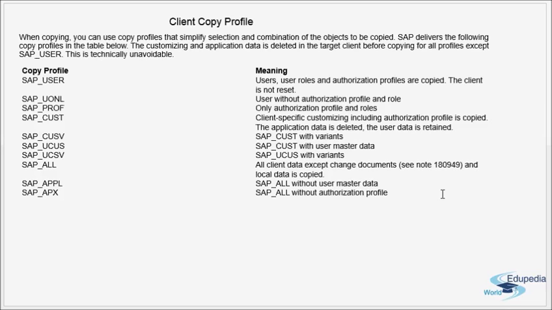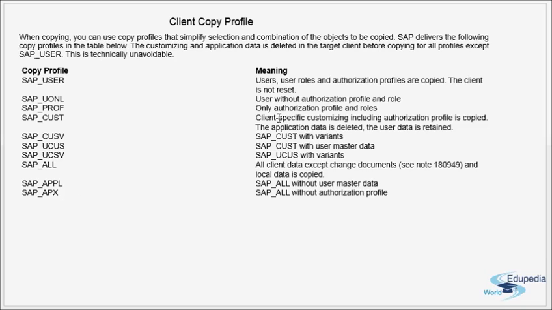Now SAP_APPL, SAP all without user master data. SAP_APX, SAP all without authorization profile. We have many other copy profiles also. I have not listed all of them here. These are the generally used ones. Among these, the main ones are SAP_USER, which we generally use, SAP_CUST, which we use, SAP_ALL, or SAP_APPL. So these are the ones we use.